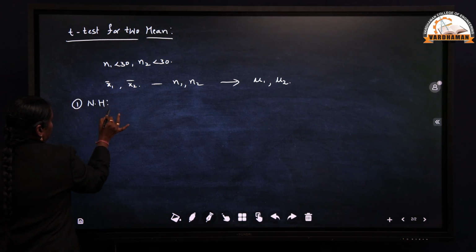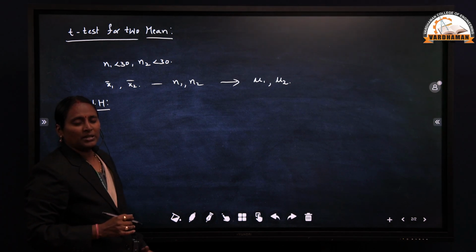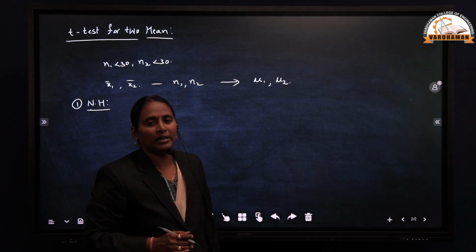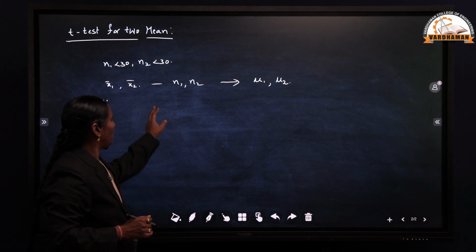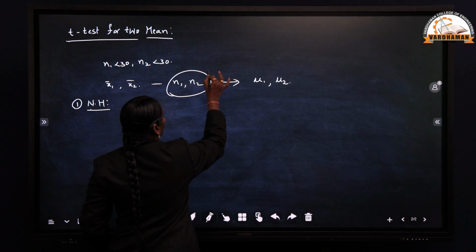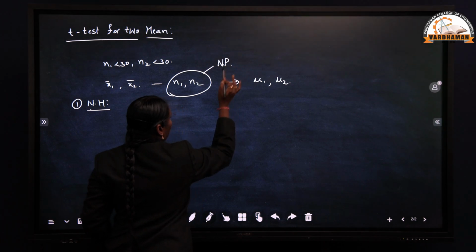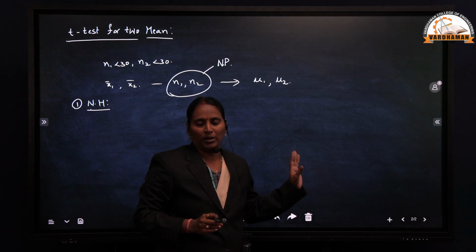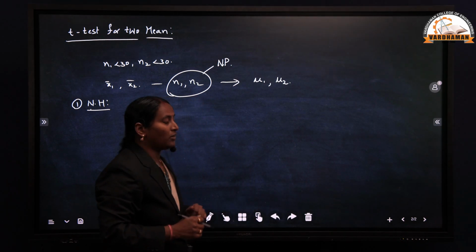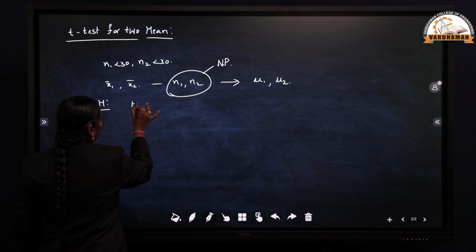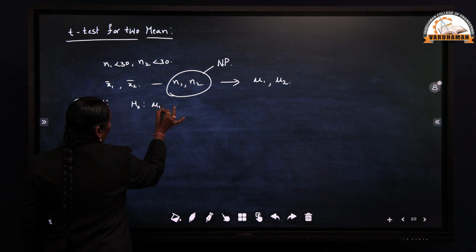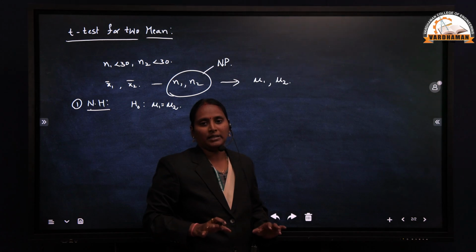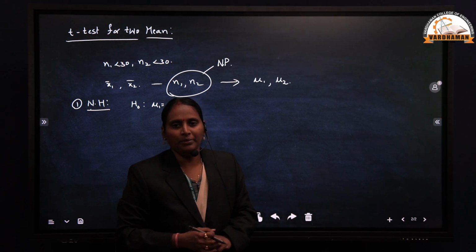as null hypothesis. Null hypothesis means a statement of no difference is called null hypothesis. Now we are going to check these two sample sizes n1 and n2, drawn from the same normal population. It means that we would like to check whether there is any significant difference between two population means or not. So we define the null hypothesis H0: mu1 equals mu2. It means that there is no significant difference between two population means.